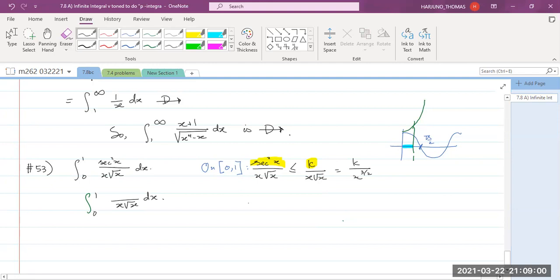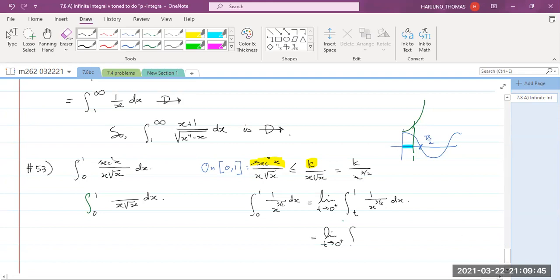Let's integrate this first. So let me do it aside. Integral from 0 to 1 of 1 over x to the power of 3 half dx. Will this be convergent or divergent? I don't know. It's singular at 0. So limit t goes to 0 from the positive side of integral from t to 1 of 1 over x to the power of 3 half dx. I think this will explode to infinity.